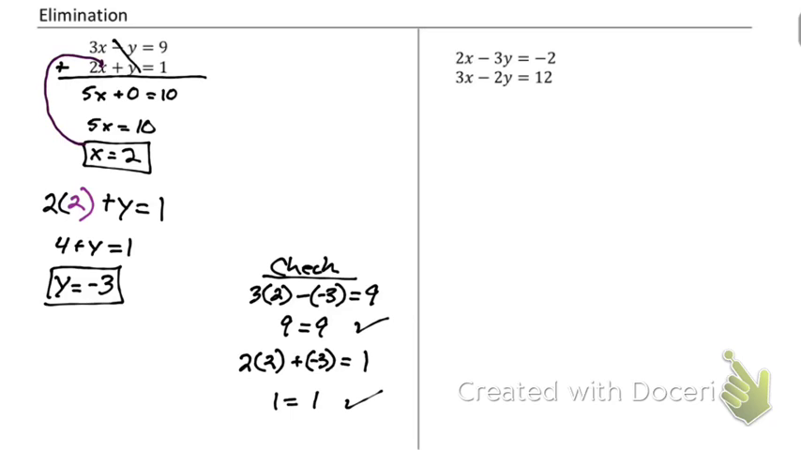All right, the harder one. There is no zero pair. If I would, don't copy this down, but if I was to add these two together, I would have 5x minus 5y equals 10. That doesn't get us anywhere. I didn't eliminate a variable. So we need to get a zero pair.